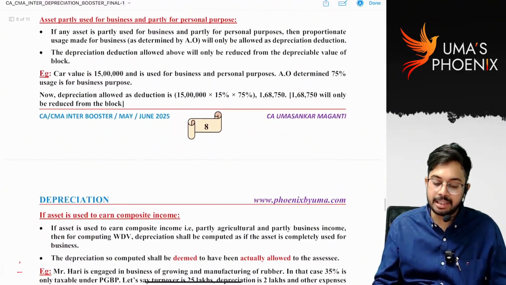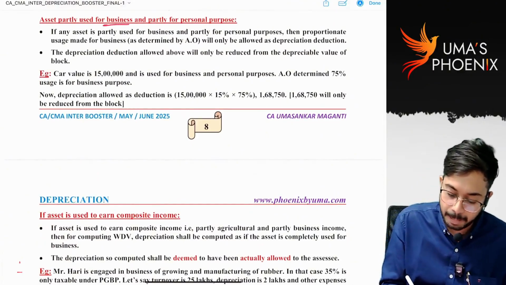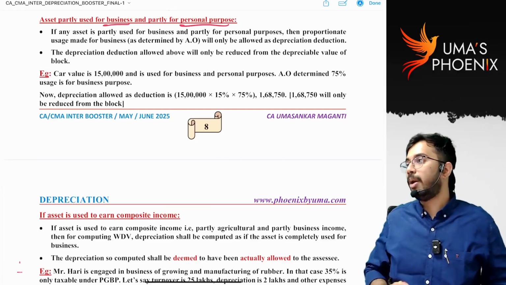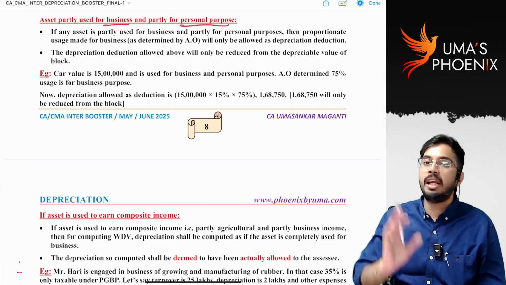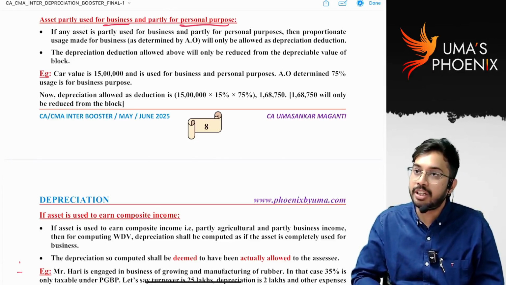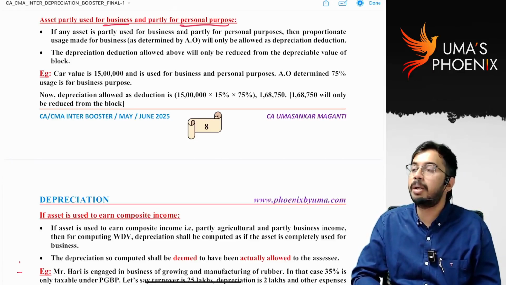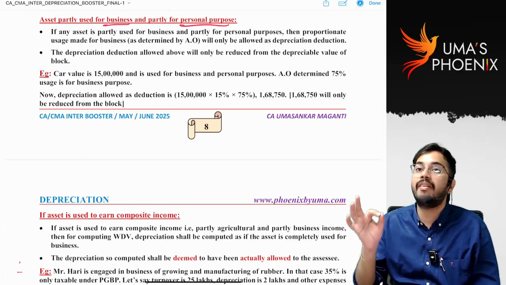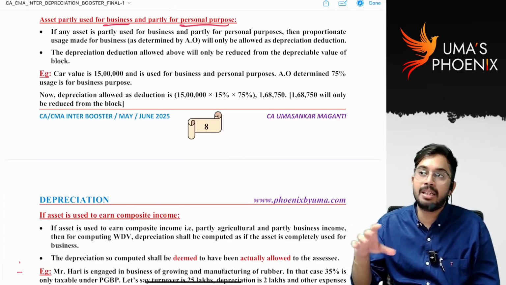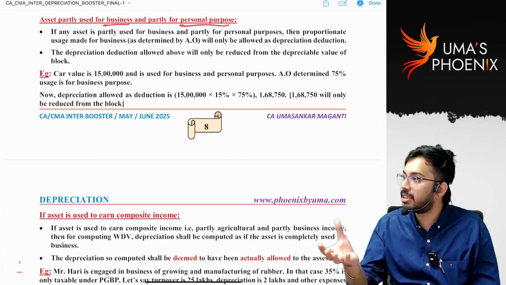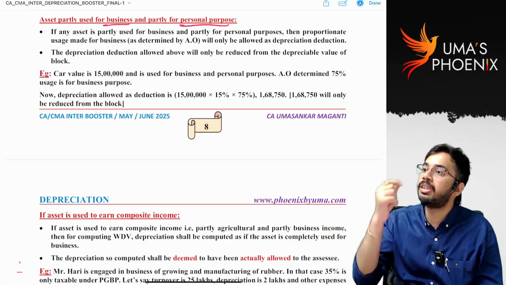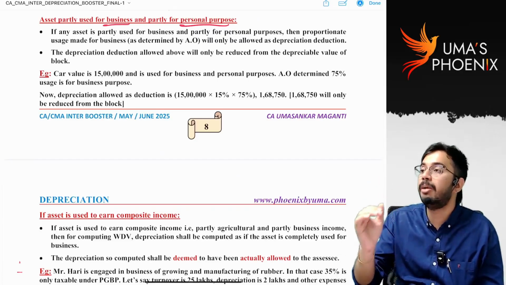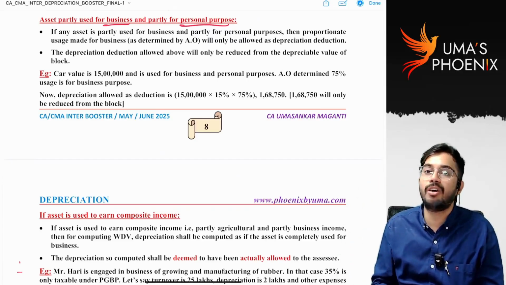Next, asset used partly for business and partly for personal purpose. In PGBP, one point will be there. Only business related expenditure is allowed as deduction. So if an asset is used partly for business and partly for personal purpose, income tax officer will determine how much percentage that asset is used for business. Only that much percentage depreciation is allowed as deduction. Only that much percentage will be reduced from written down value of the block.